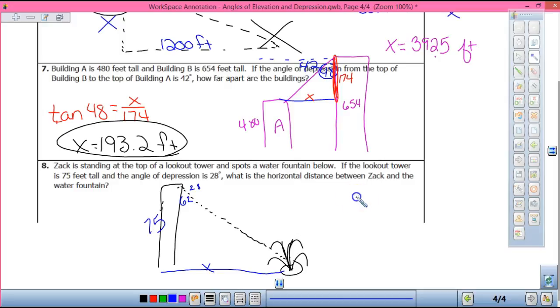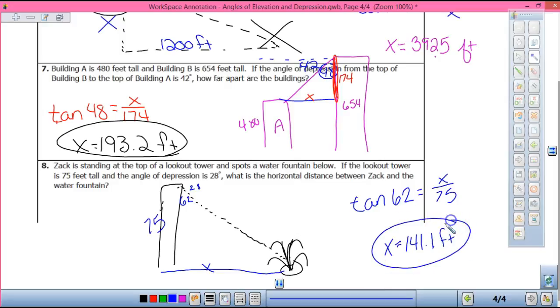Okay, so I'm using tangent again: tangent of 62 equals x over 75. Multiplied out, x is 0.1. What? Okay, so it's interpreting it a little bit and figuring out what they're looking for. Be careful with your angles of depression. Okay, very careful with your angles of depression.